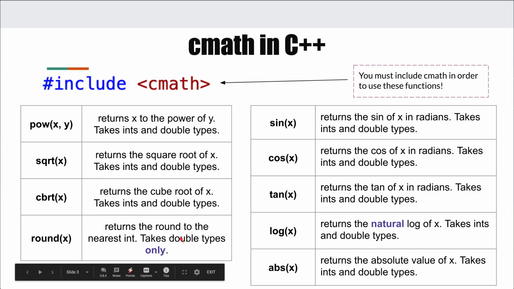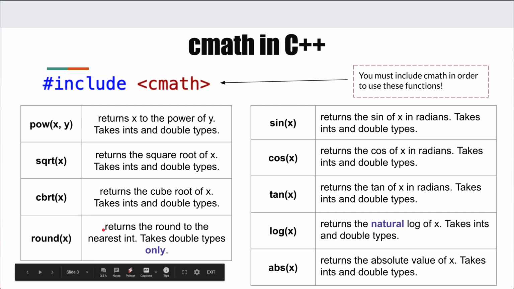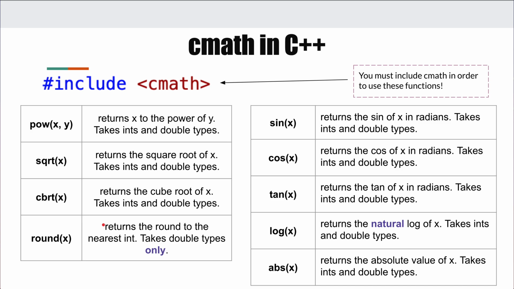That's important because this fourth one here, round, does not take ints because you can't round an int, right? Well, at least when we refer to round, we're talking about rounding decimal places, not ones, tens, and hundreds. But here, whatever number we send, it's going to return the nearest int, and it only takes double types. So if I send 3.1245, it's going to return a 3. If I send a 4.5, it'll return a 4. It's going to return that nearest whole value. In a way, it's kind of just cutting off the decimal.